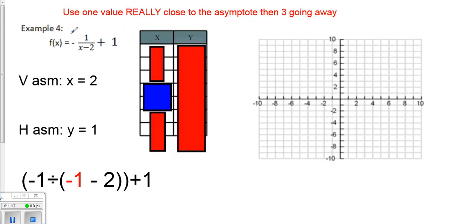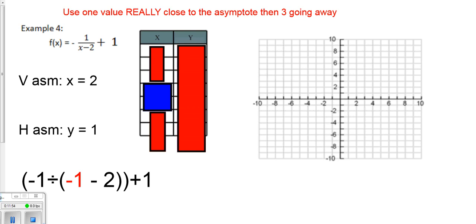Let's do this process again. For example 4, we've got the function f of x equals negative 1 over x minus 2, all of that adding on 1. Now again, to find our vertical asymptote, that's the value that would make this denominator equal to 0. So what you would do is say that this thing cannot equal 0, and then solve for x. So we'd have to add 2 to both sides, and we'd have that x cannot equal 2. So our vertical asymptote is at x equals 2.